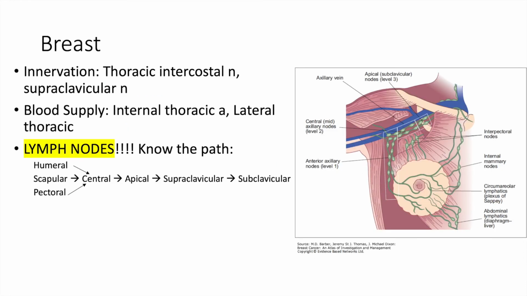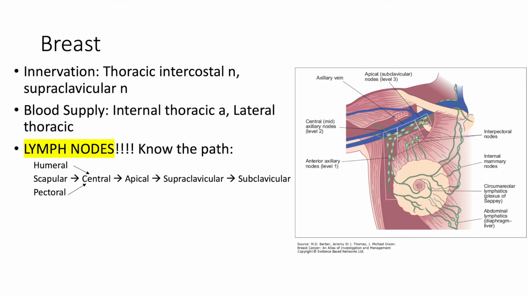Okay, breast tissue. So this is innervated by my thoracic intercostal nerve and supraclavicular nerve. The blood supply is the internal thoracic artery and lateral thoracic. So this is super important that you know the path of the lymph nodes. Now, people might tell you, oh, it's okay, you can cut the lymph out, which is true, but make sure that you know the order of the lymph nodes. Now, not every lymph node in your body is important, of course, but this is important.